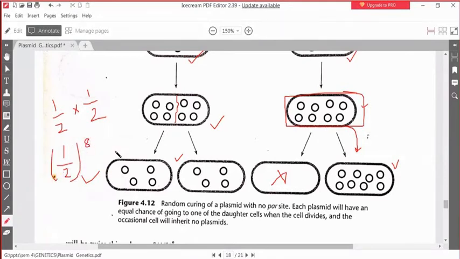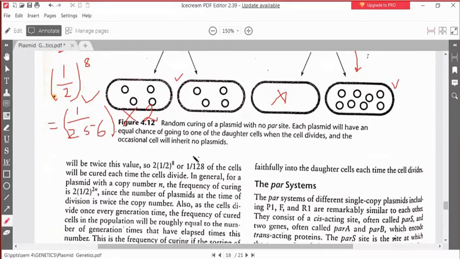It's a very simple thing. So it must be 1 by 256. That means among 256 cells, one cell will be free from any plasmid. And you don't know whether the right cell or the left cell will be cured, and as a result this number will be multiplied by 2, because you don't know which cell will be cured. So the value will actually be 1 by 128 cell will be cured, because you don't know which of the left cell or right cell will be cured.